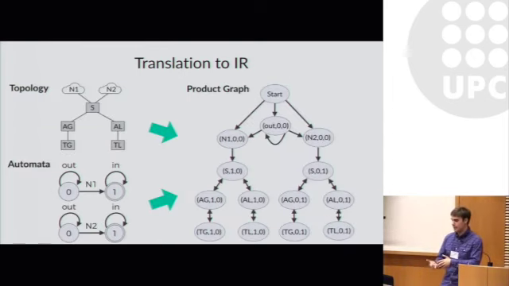We can then intersect these automata with the actual abstract network topology to create an intermediate representation that captures both the topology and the policy together. So the idea is that we generate a new graph such that every path through this graph is both a topology path and a path that's allowed by the constraints that we wrote.